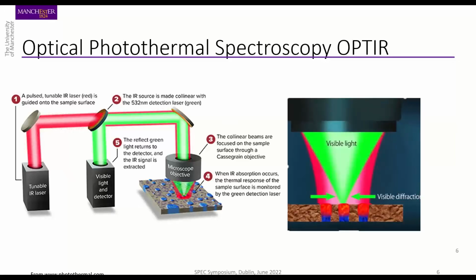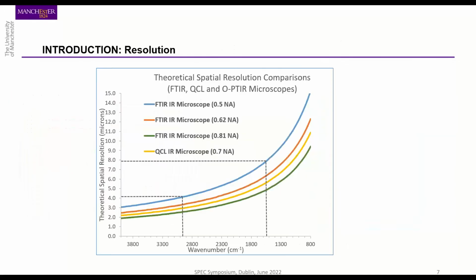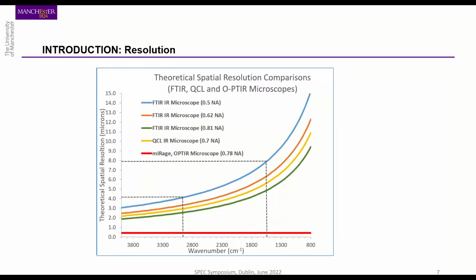I won't go through how it works because Mustafa has already done it far better than I can. But the key thing I want to point out is that now, because our spatial resolution is determined by the green laser, it's actually consistent across all the wavelengths. So that makes your image analysis a lot easier. And it's around about half a micron using the 532 laser.